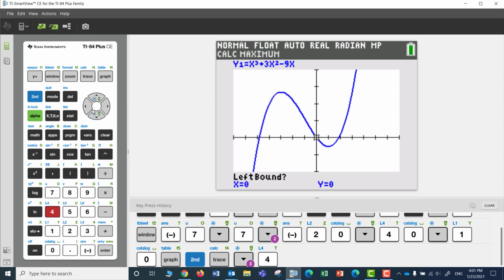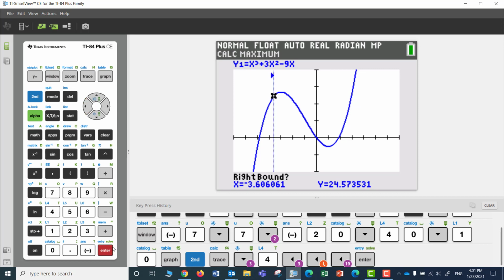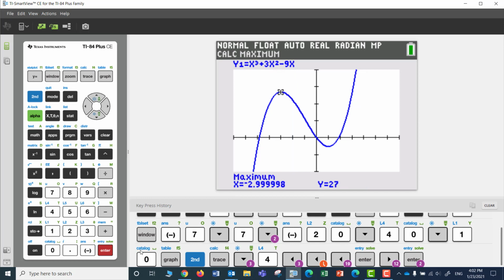And then you need to provide the left bound. For the left bound, you can use the left arrow to move the cursor to the left of the peak you are looking for. Once you move that cursor to the left, you can push enter. For the right bound, you can use the right arrow and move to the right. What this does is provide a bound within which the calculator is going to seek the peak, from the left bound to the right bound. Next you can provide a guess. Usually you can simply click enter.